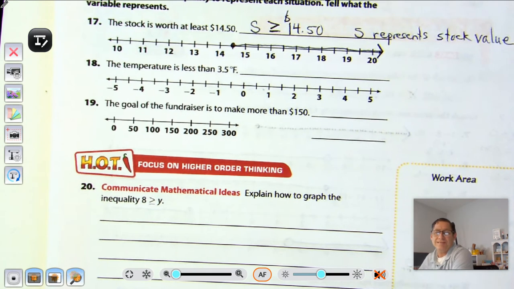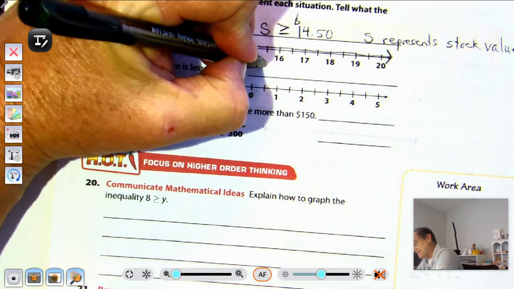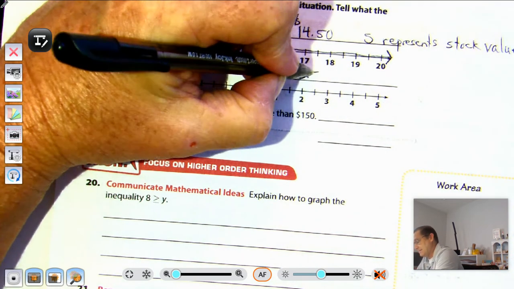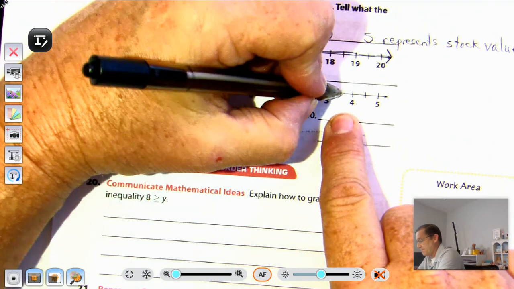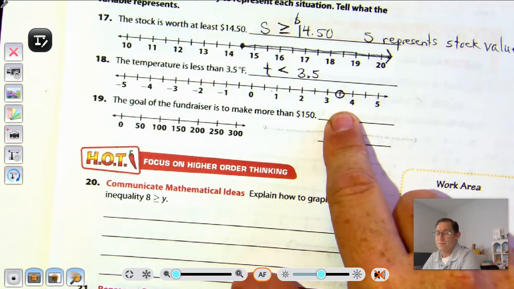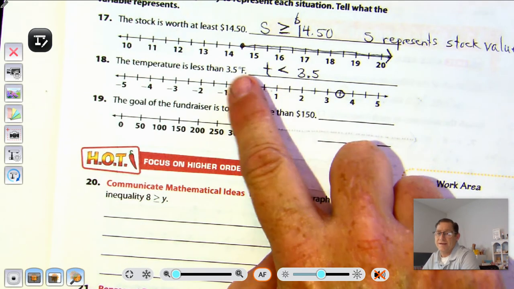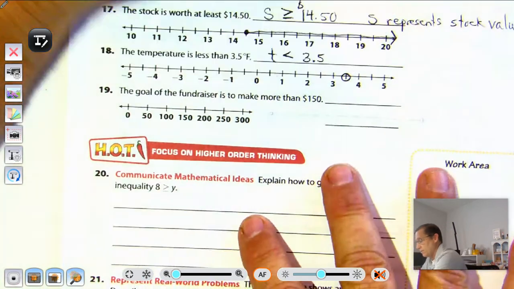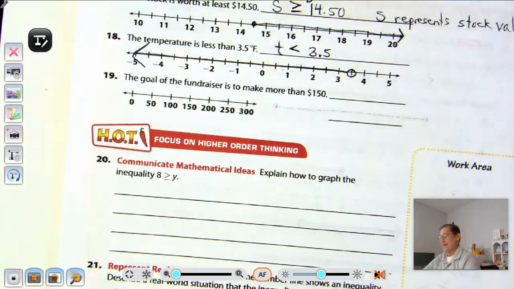The temperature is less than 3.5 degrees Fahrenheit. T is less than 3.5. So find 3.5, and it's an open circle. Why is it an open circle? Because it has to be less than 3.5. 3.5 is not less than 3.5. It's equal to it, right? So we would need anything that's less than 3.5.